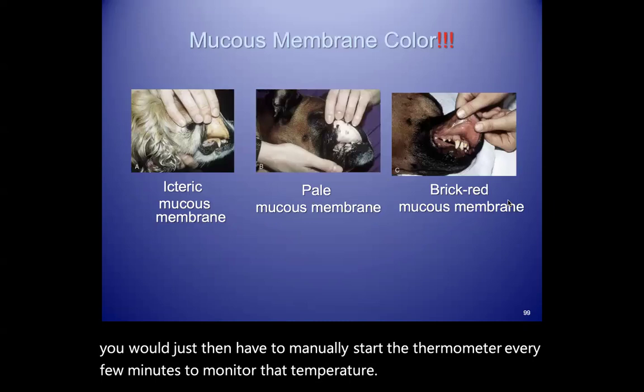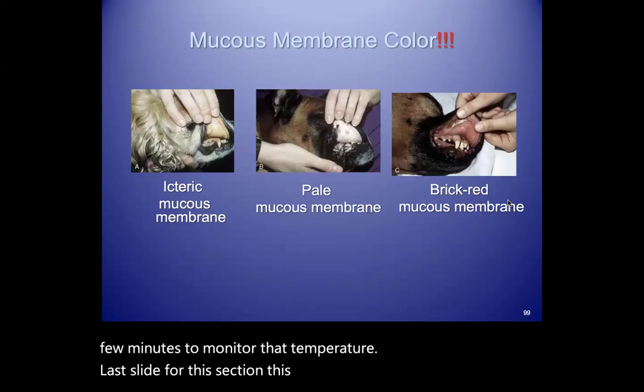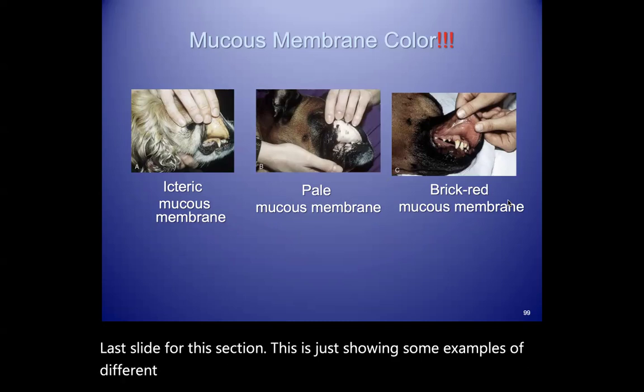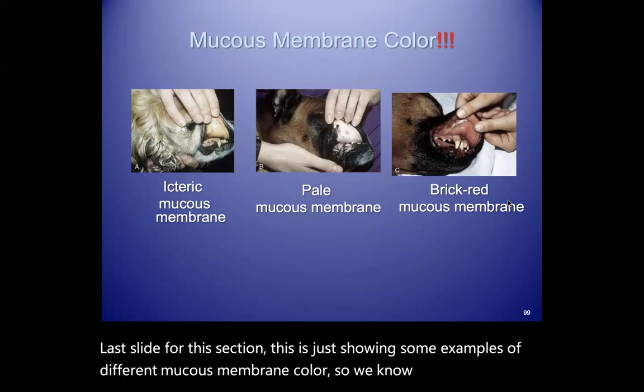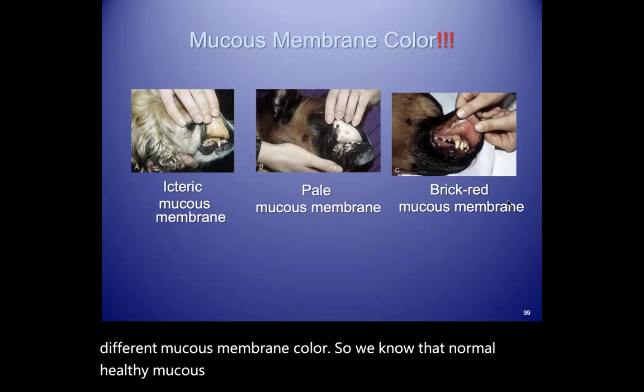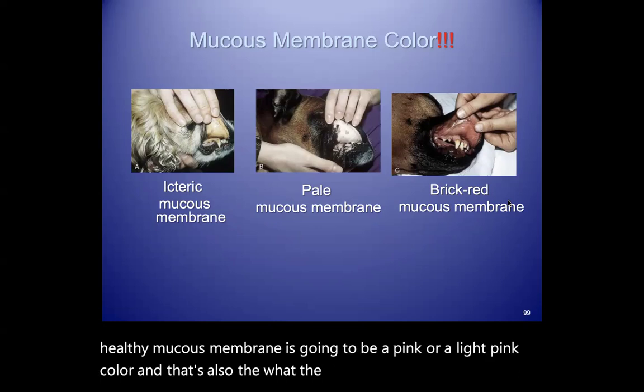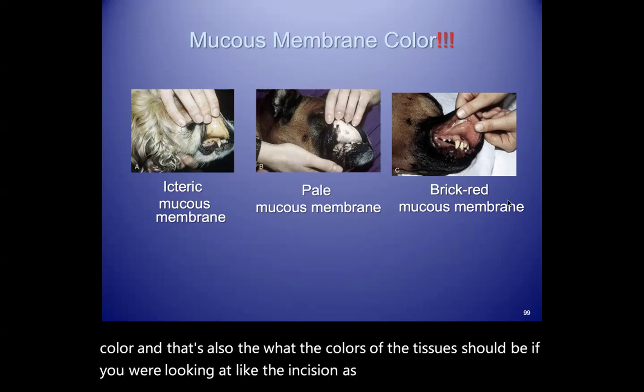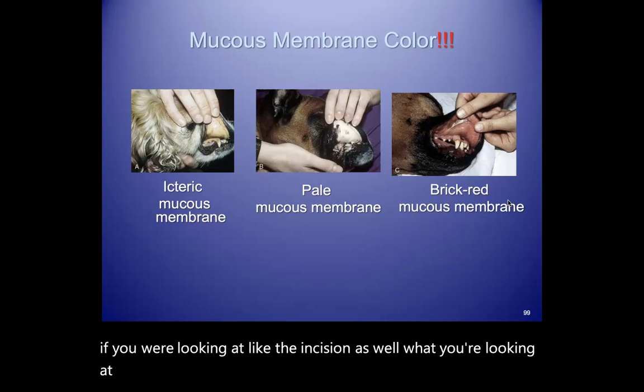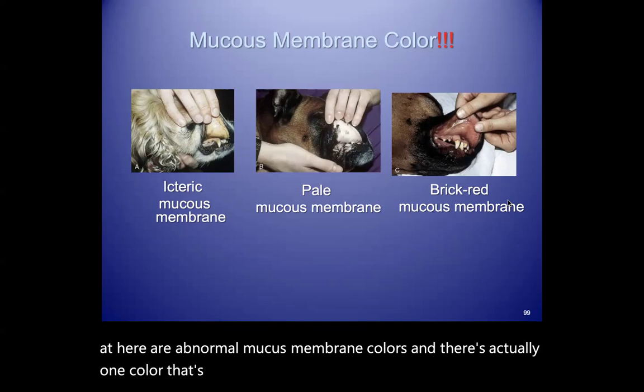Last slide for this section. This is just showing some examples of different mucous membrane color. So we know that normal, healthy mucous membrane is going to be a pink or a light pink color. And that's also what the colors of the tissues should be, if you were looking at the incision as well. What you're looking at here are abnormal mucous membrane colors. And there's actually one color that's not on here, that I will mention as well.